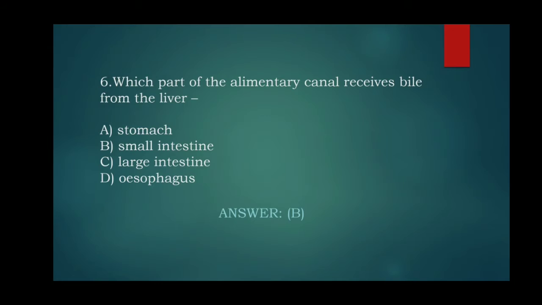Next question, which part of the alimentary canal receives bile from the liver? Options: stomach, small intestine, large intestine and esophagus. So the correct answer is option B, small intestine. So we know that from the liver, the bile will be secreted and it will be received by the small intestine during the digestion, right? So the correct option is option B, small intestine.